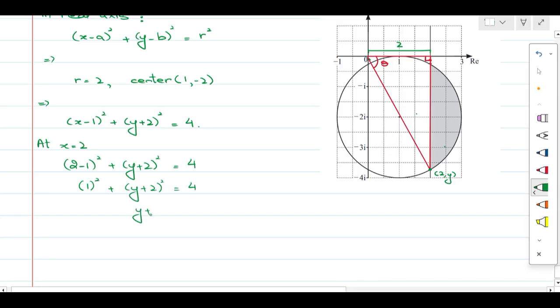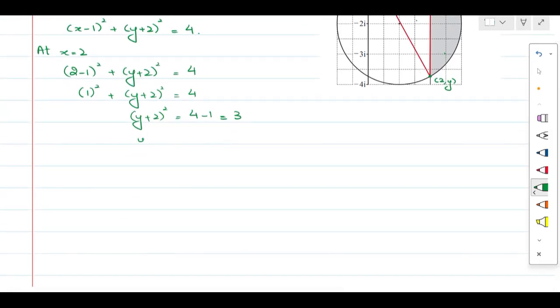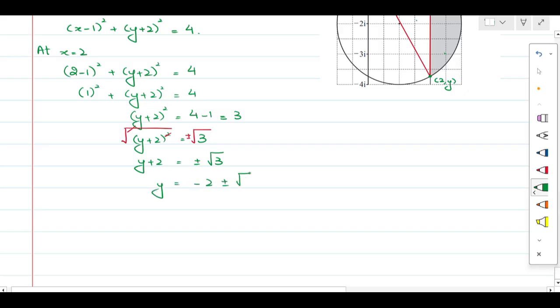So here, 1 square is 1, and shifting the 1 to the other side, 4 minus 1 is equal to 3, right? We need to solve for y. So (y plus 2) whole square is equal to 3. Now we need to take the square root on both sides to solve for y, and whenever we take the square root, the answer is plus minus, right? Now this square and this square root cancel out. We have y plus 2 is equal to plus minus root 3, and the y value is minus 2 plus minus square root of 3.